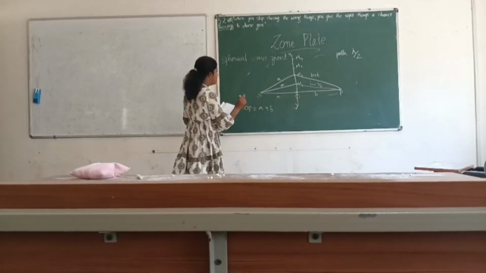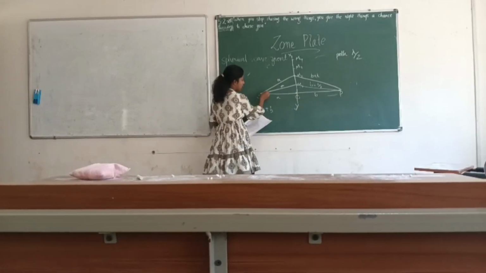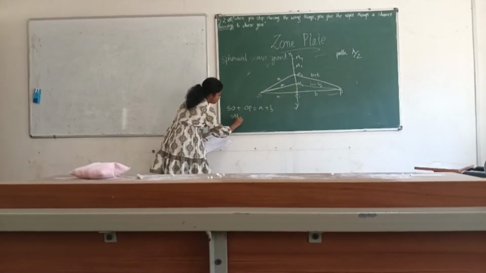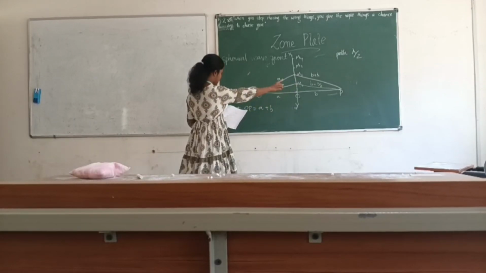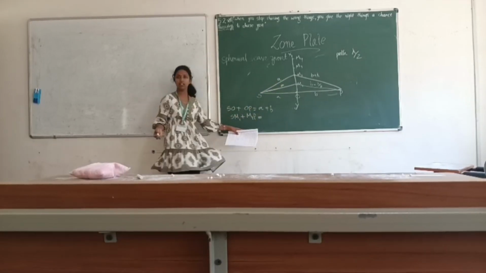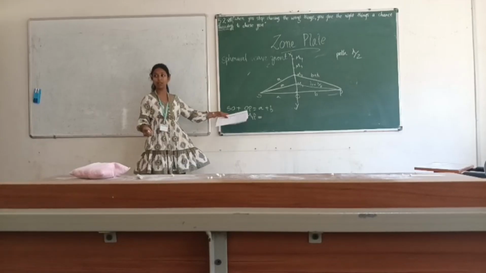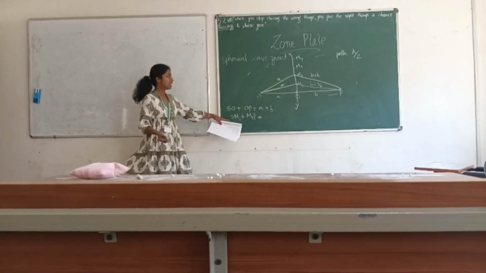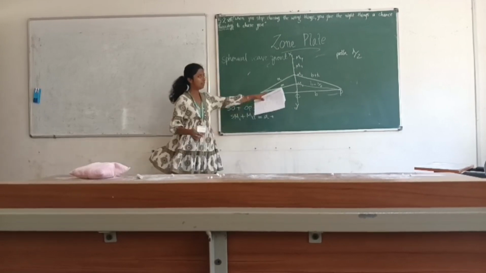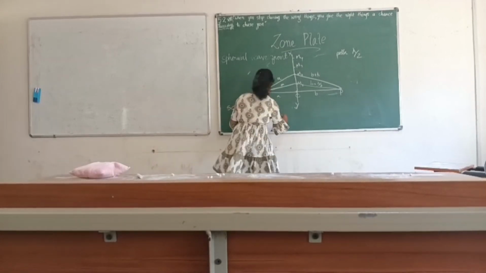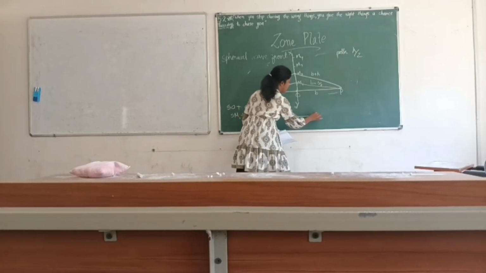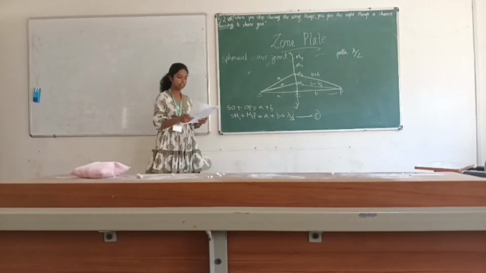Now we are going to discuss the first radius. What is the first radius? SM1 plus M1P. What will it be? SM1 will be A. Then M1P will be B plus lambda by 2. So this is our first equation.